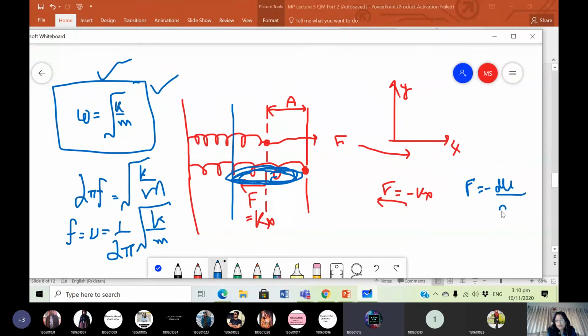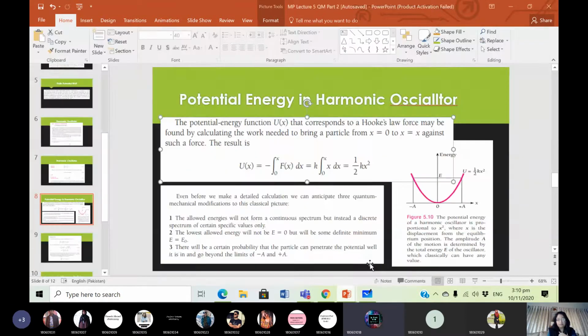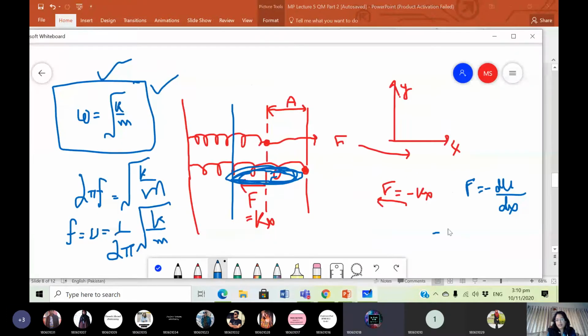But where U is the potential energy, right? You say yeah? So basically we will put here minus kx for the force and dx here. Integrate this with the minus sign is equals to U, okay? From 0 to x. Is this making sense to everyone how we got this equation?